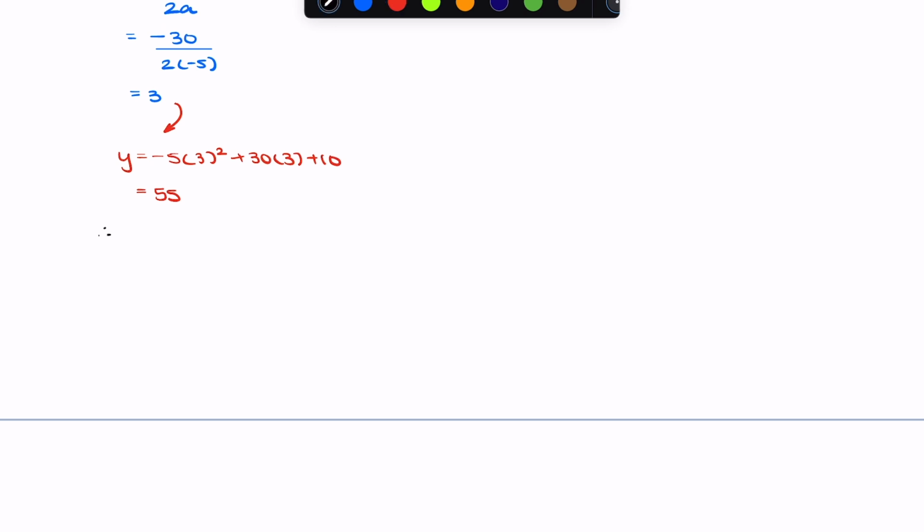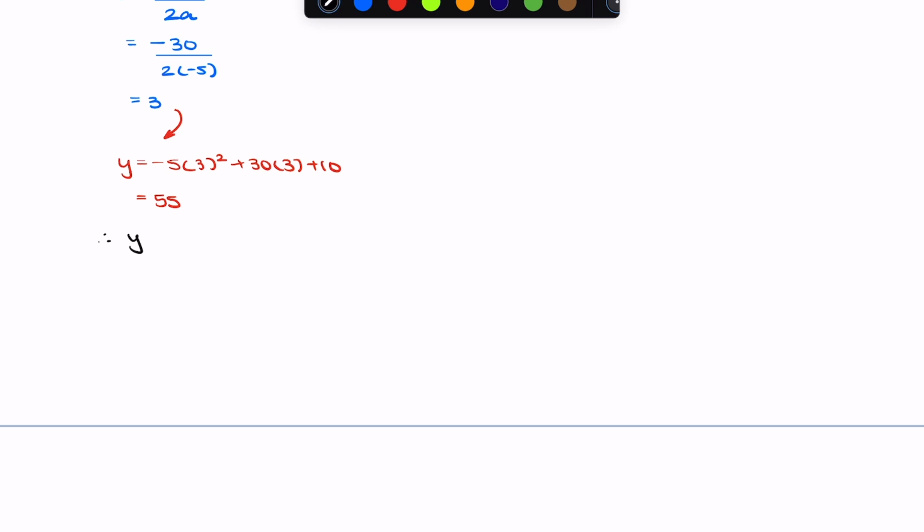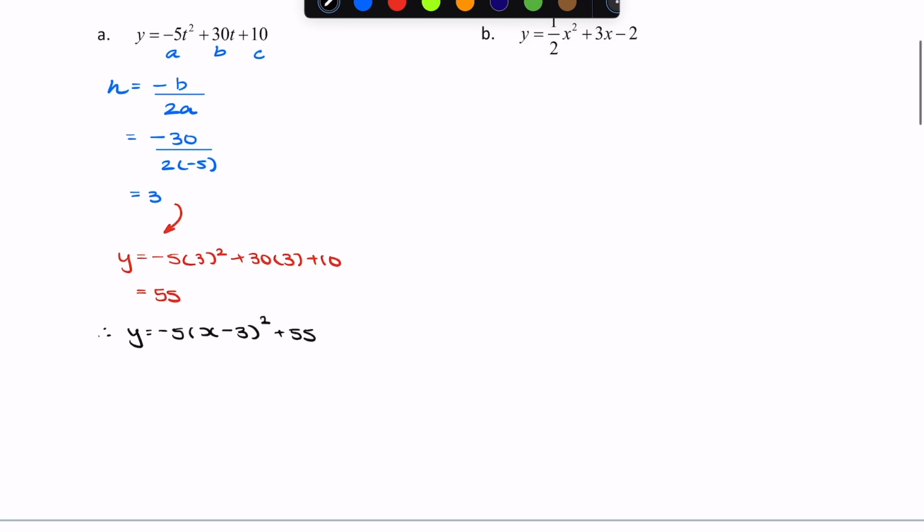So therefore, if we rewrite it in vertex form, we keep our a value, which is negative 5. We see that our h value is 3, and we see that our k value is 55 after subbing it back into the equation.